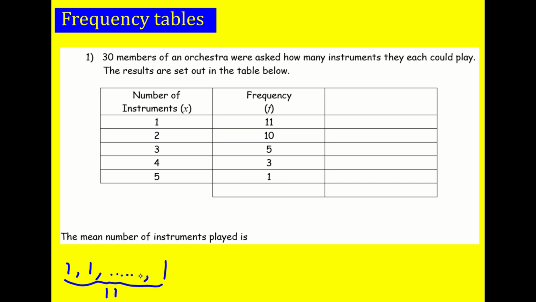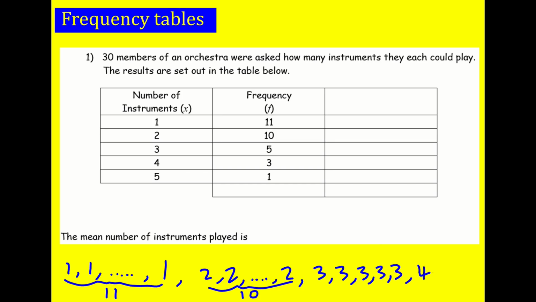I'm not going to write them all out. And then next, how many twos do I have? I've got 10 twos. That's what that means: twos, and the frequency is 10. And then I've got 5 threes, 3 fours, and finally a 5. That's all the listed data.